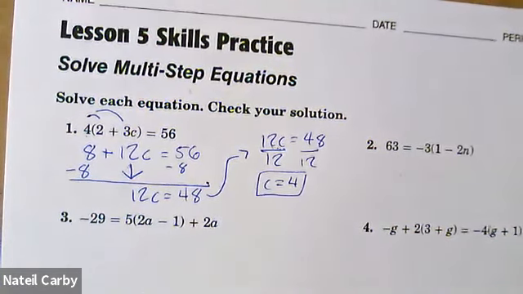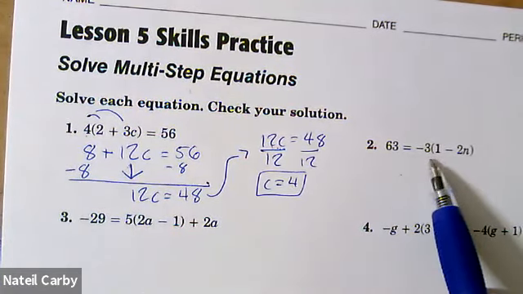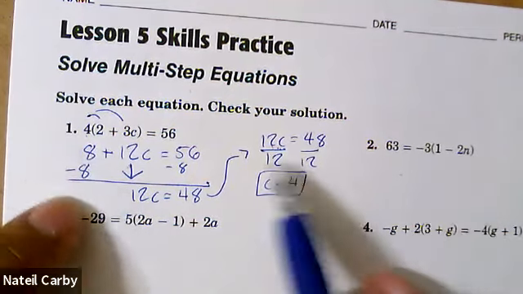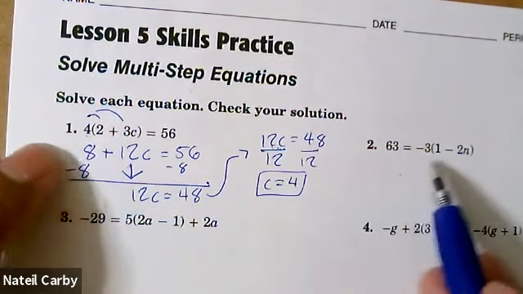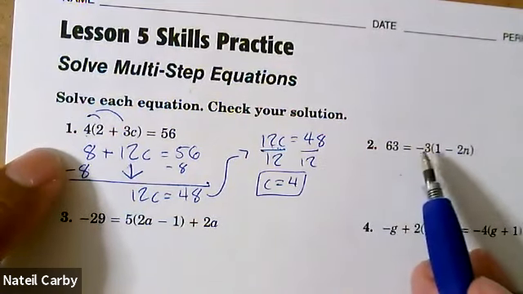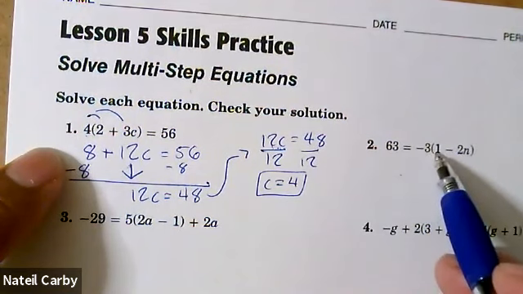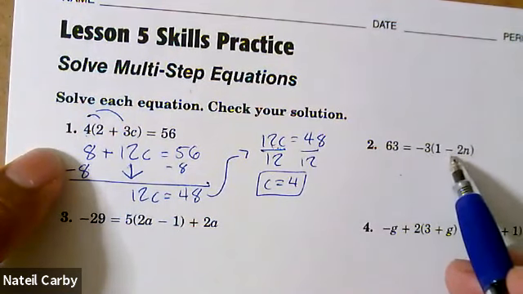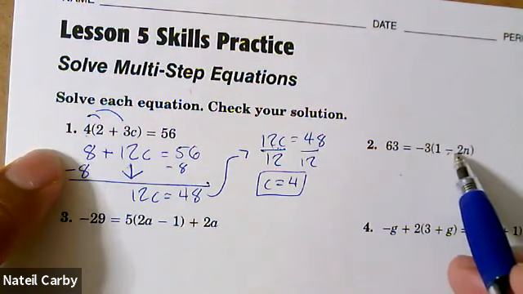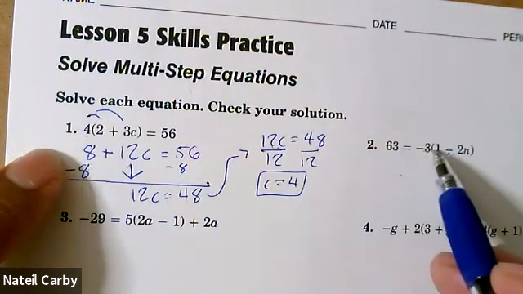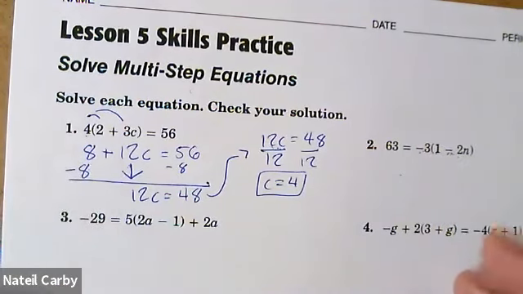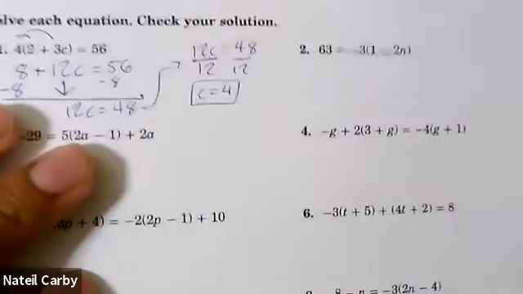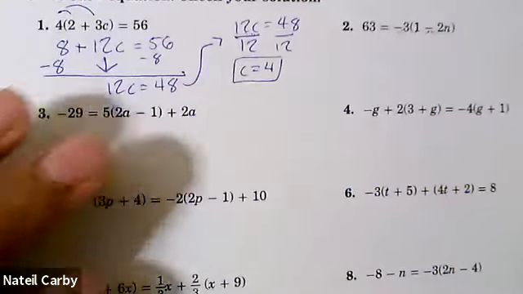Okay. Number 2 is the same way. We're back to plain Jane, right? You work with it the same way. Remember, when you distribute negatives, to remember your negative rules, right? And you want to treat this minus 2n as a negative 2n. So when you distribute, it's going to be negative 3 times 1 and negative 3 times negative 2n. So remember that.